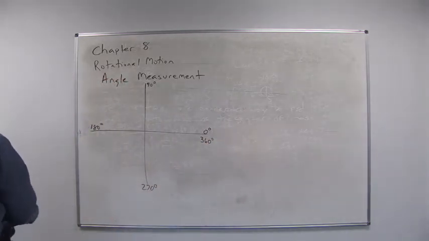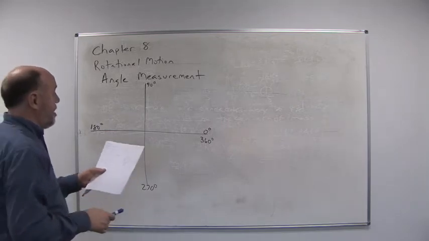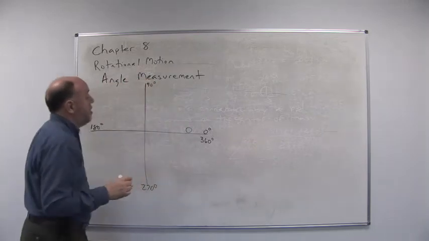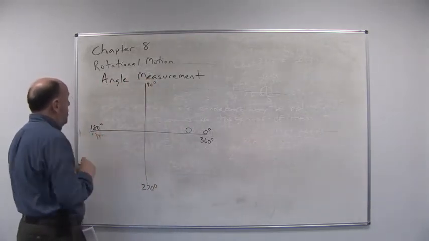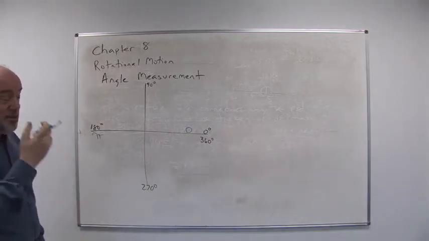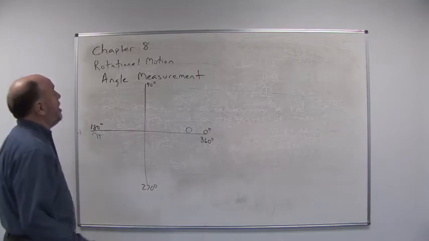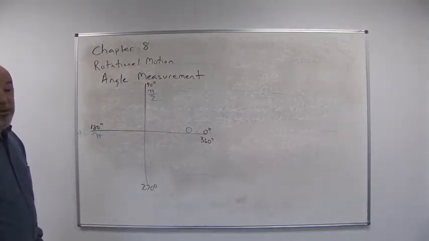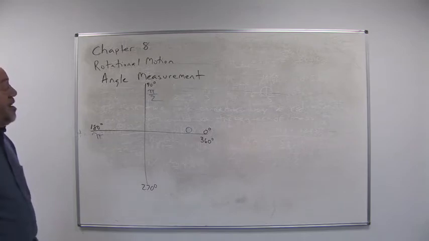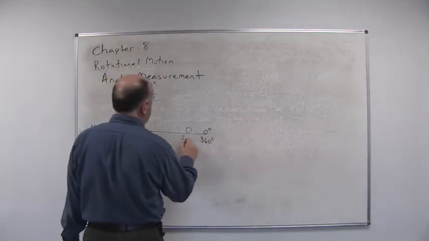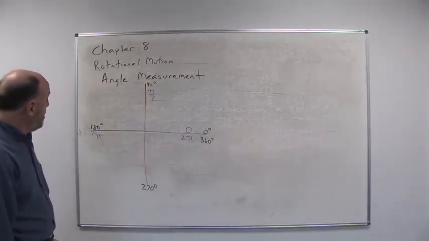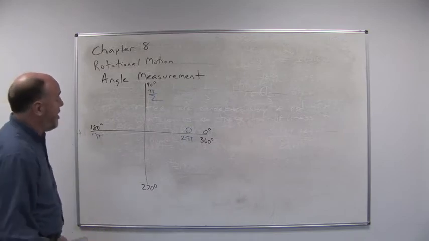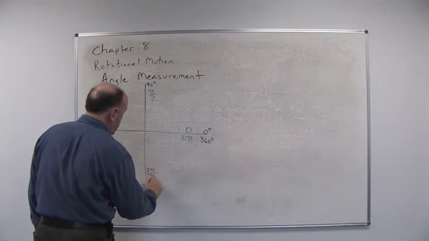Now, in terms of this chapter then, however, we need to be talking about angles in terms of radian measurement. And so 0 degrees is 0 radians, 180 degrees would be pi radians, and so 90 degrees would be half a pi, which we write as pi over 2. 360 degrees ends up being 2 pi radians. Well, 180 is pi, 360 is 2 pi, so then 270 would be 1.5 pi, and we write that as 3 pi over 2.